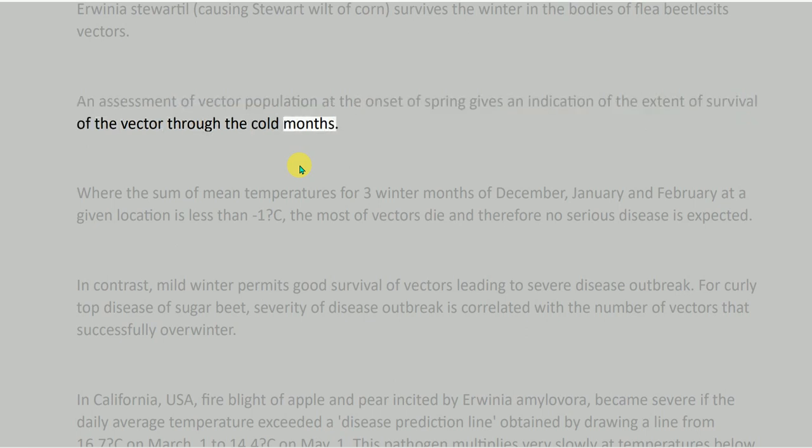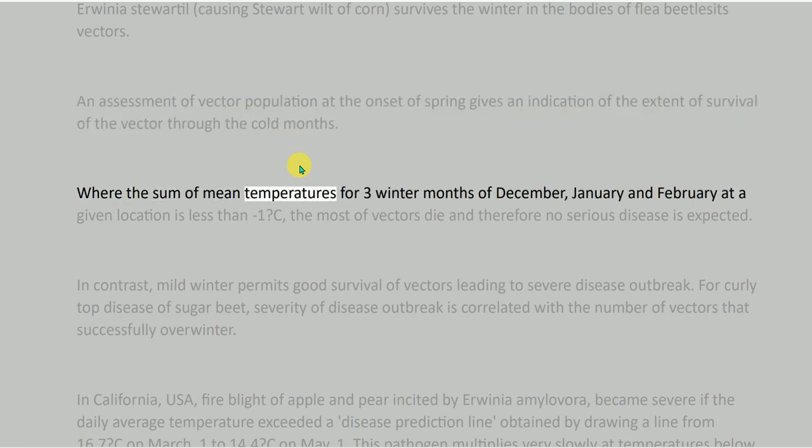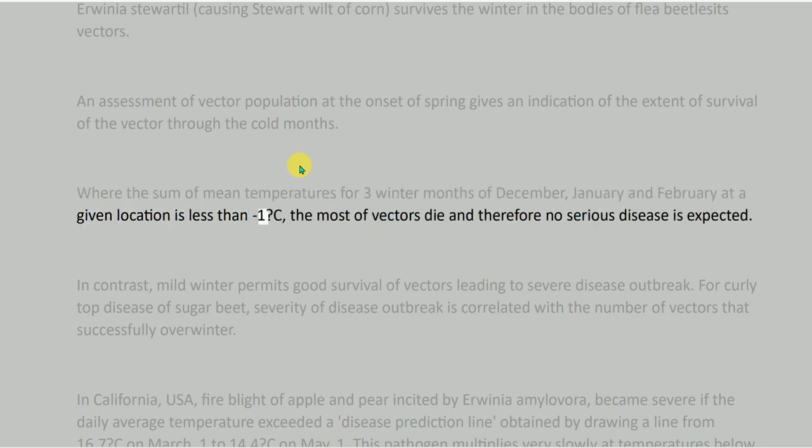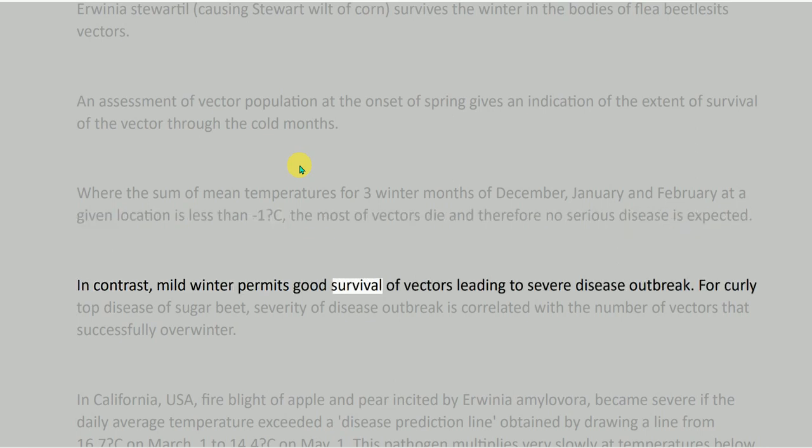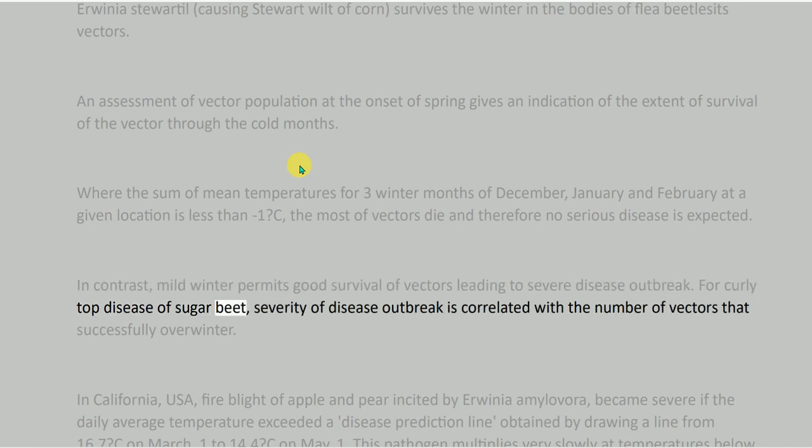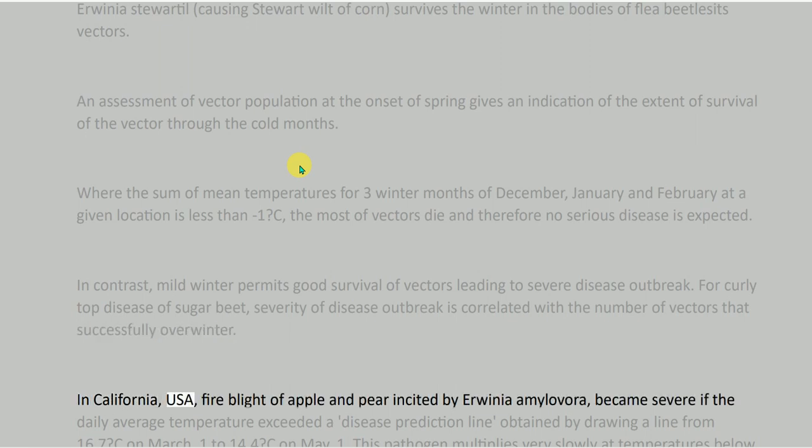Where the sum of mean temperatures for the 3 winter months of December, January and February at a given location is less than 1°C, most of the vectors die and therefore no serious disease is expected. In contrast, mild winter permits good survival of vectors, leading to severe disease outbreak. For curly top disease of sugar beet, severity of disease outbreak is correlated with the number of vectors that successfully overwinter.